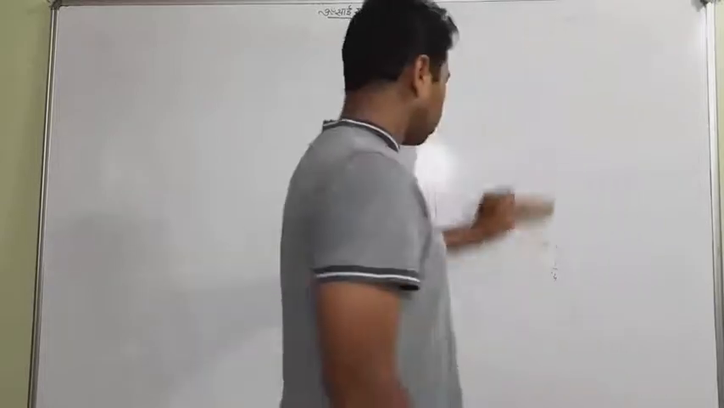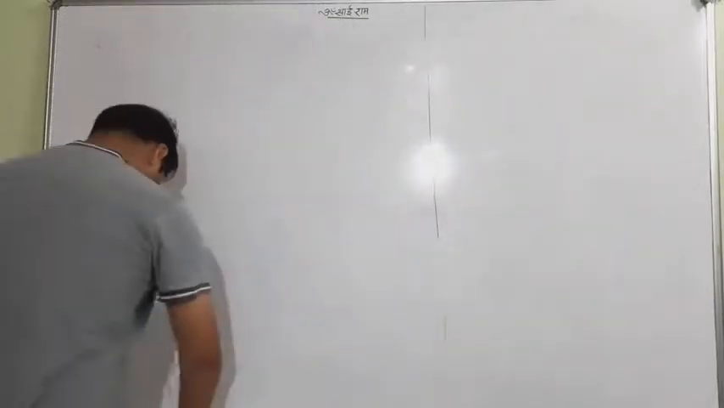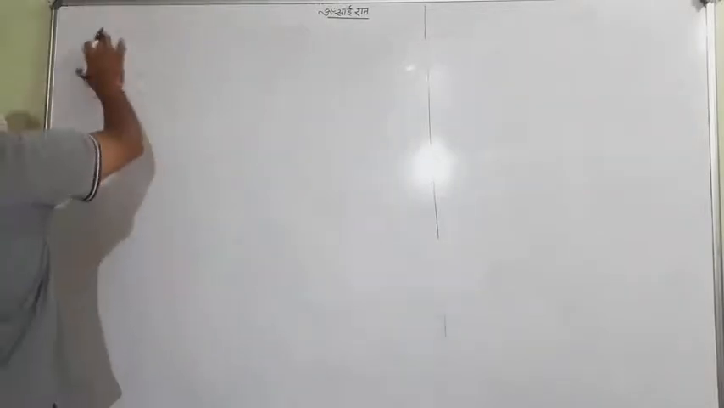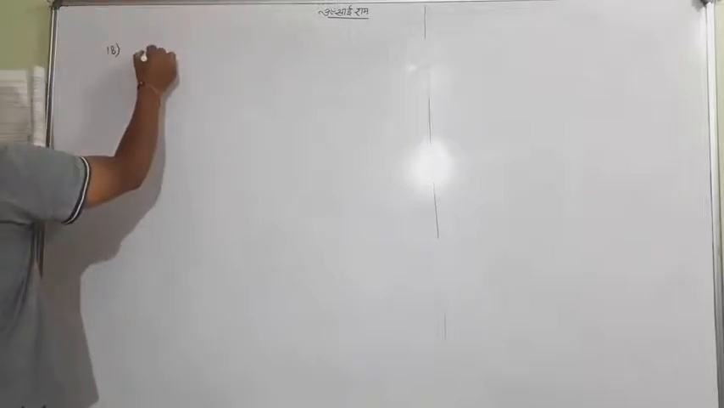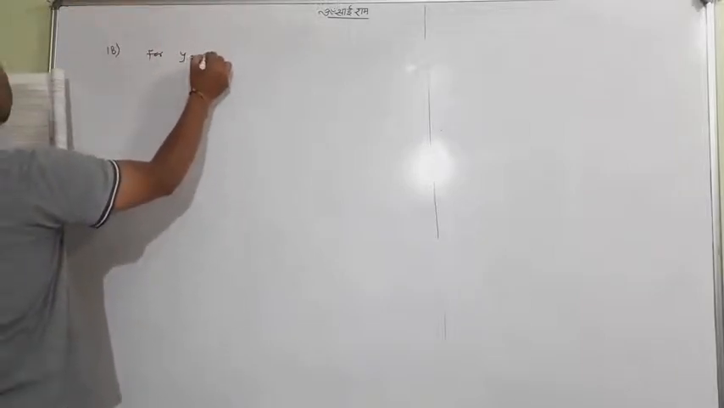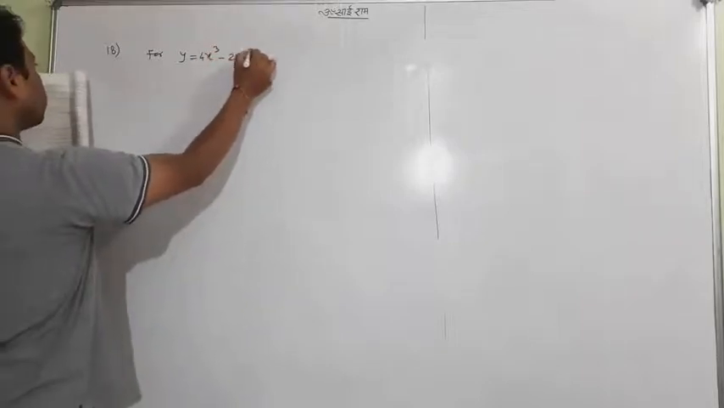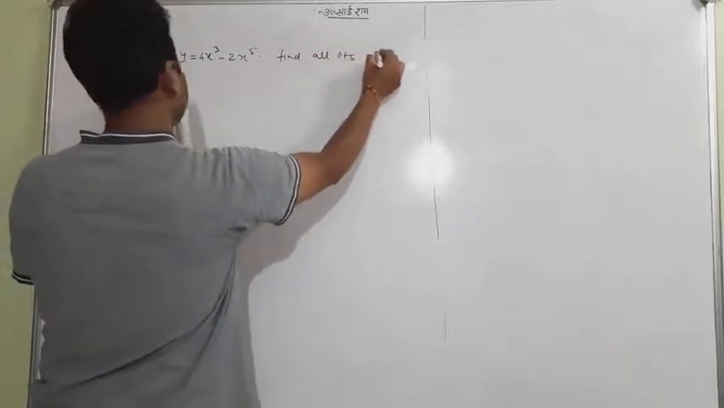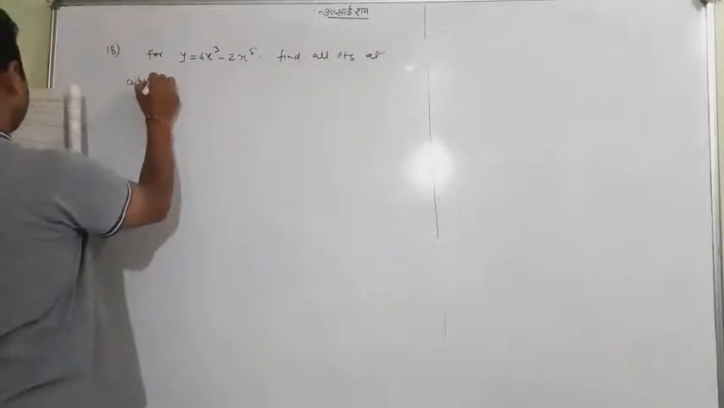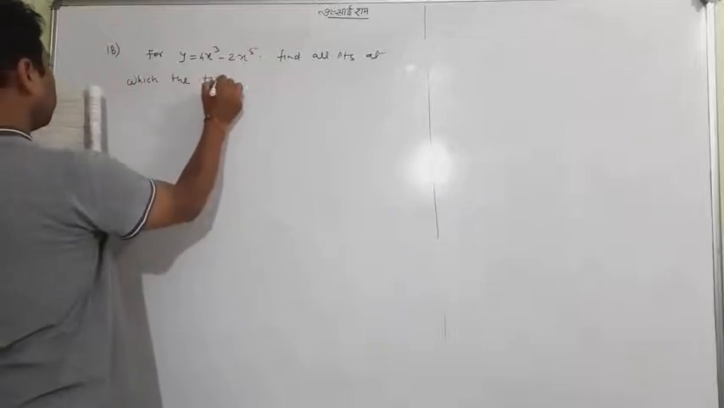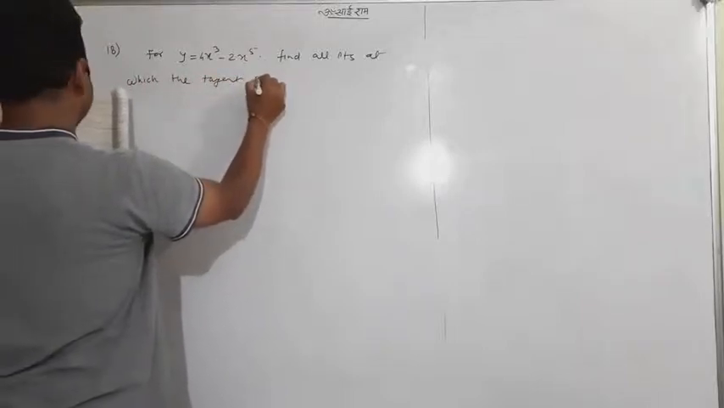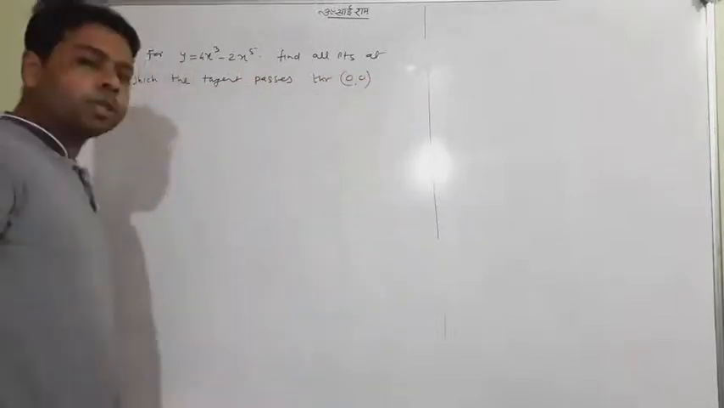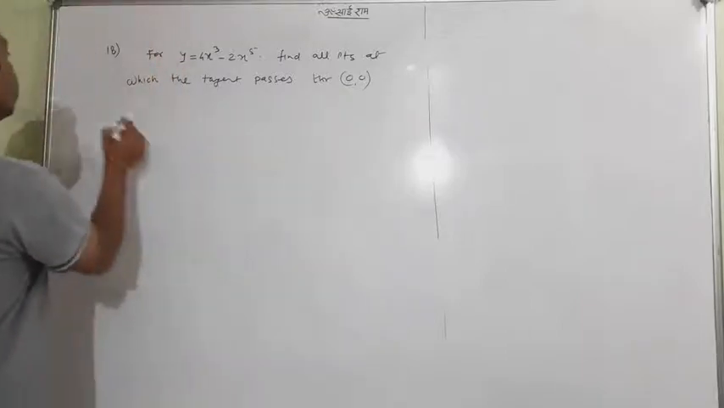Let's look at some more questions. We have question number 18. Look at the 18th question. For y equal to 4x cube minus 2x5, find all the points at which the tangent passes through the origin point. This is the question. It looks like a good question, that is why I am telling you.